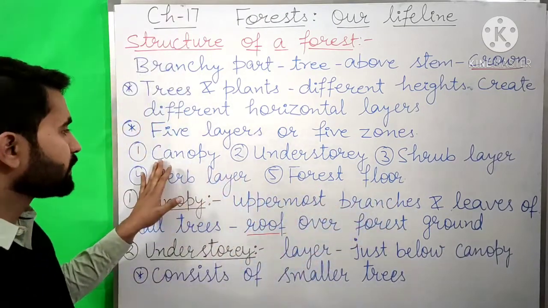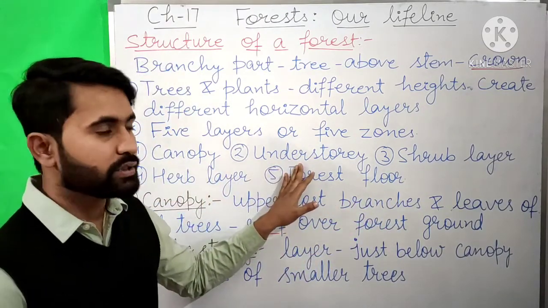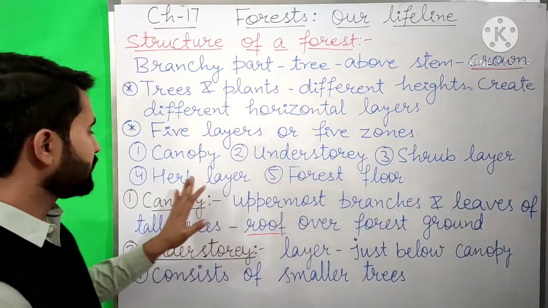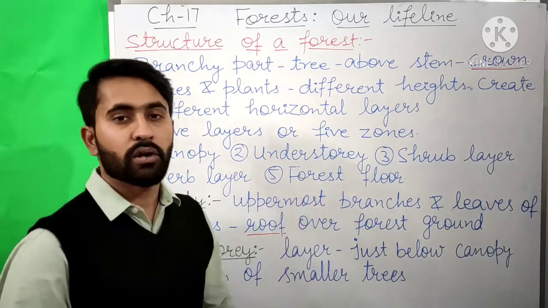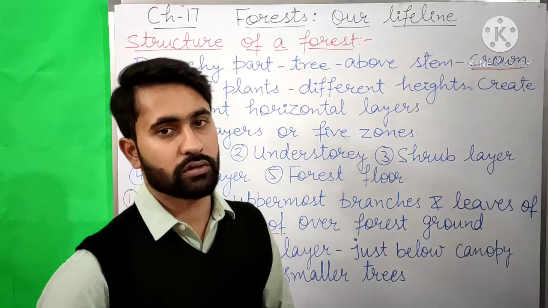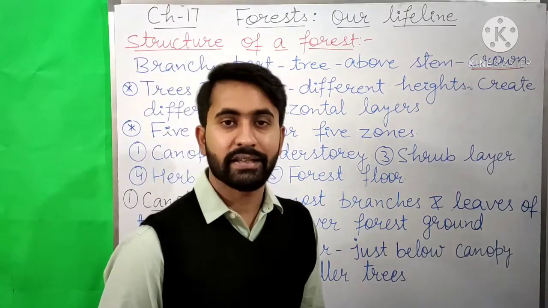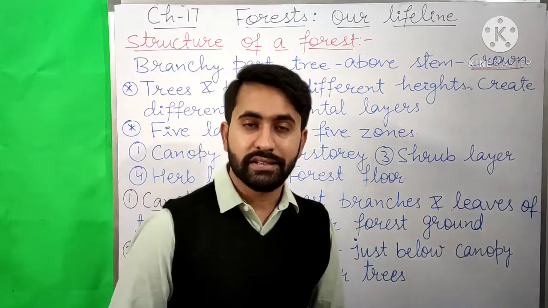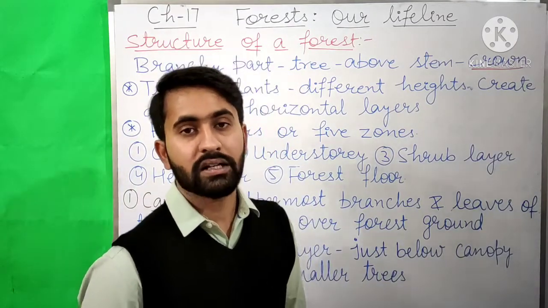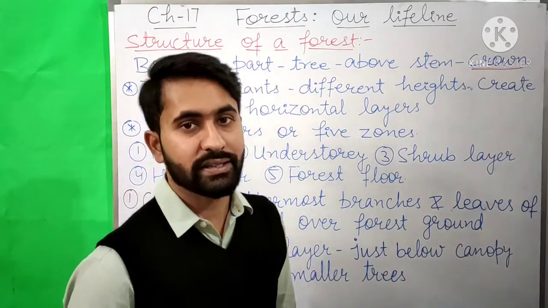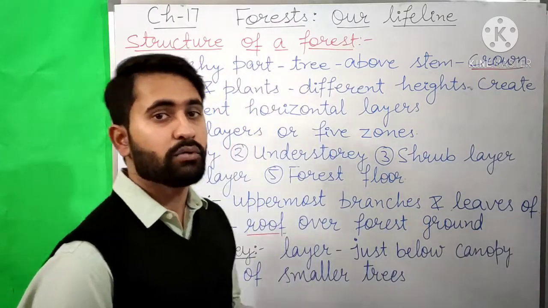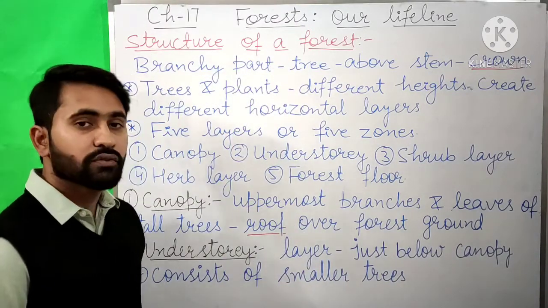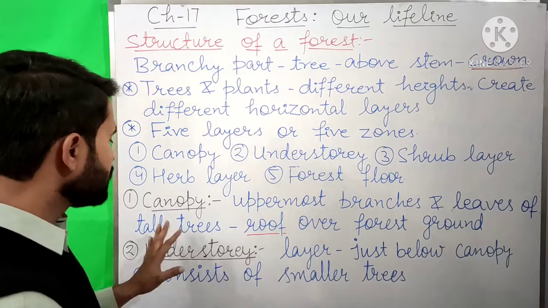So on the top the canopy is there, then understory, then shrub layer, then herb layer, and the bottom one is the forest floor. The amount of sunlight available in each of these layers decides which plant will grow and survive in that layer. Let's learn about these layers. So first of all, let us learn about the canopy.